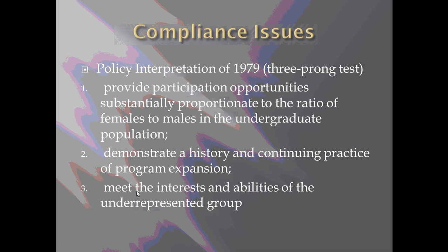Problem with this, especially the second and the third prongs, is how does a school or organization demonstrate a history and continued practice of program expansion, or how does it show that it's meeting the interests and abilities of the underrepresented group? It has become much easier and cost-effective for schools to come into compliance with Title IX through this first prong, which is to provide participation opportunities that are substantially proportionate to the ratio of females to males in the undergraduate population. Unfortunately, and I'll get to this as part of the negative effects of Title IX, that's led to universities cutting male programs from their university in order to increase the ratio of females to males participating in sports.